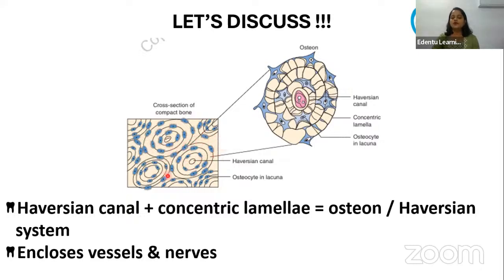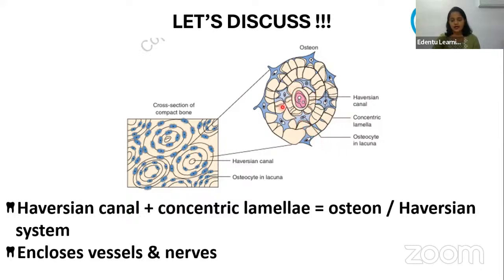Okay, now if you take one concentric ring alone and concentrate on it, you can see that in the central, that single unit is called the osteon, and at the center you can see something called the Haversian canal. So this Haversian canal together with this concentric lamellae, they form the osteon or the Haversian system. So this is a single osteon, this is the Haversian canal, this is the concentric lamellae, and this is the osteocyte in the lacuna.